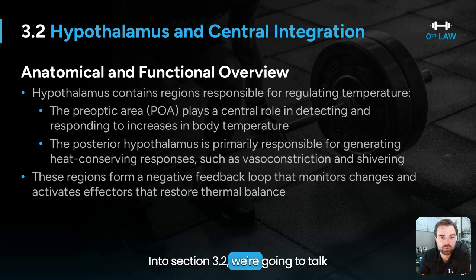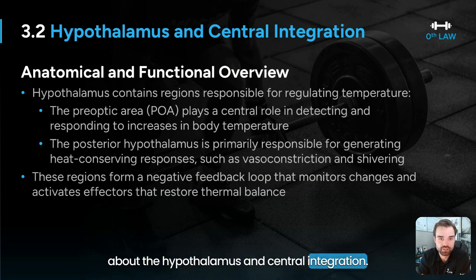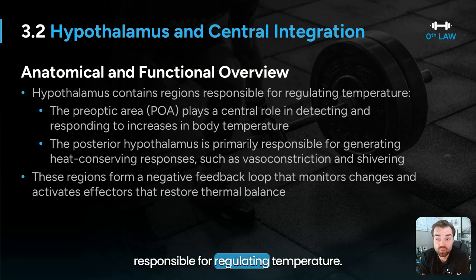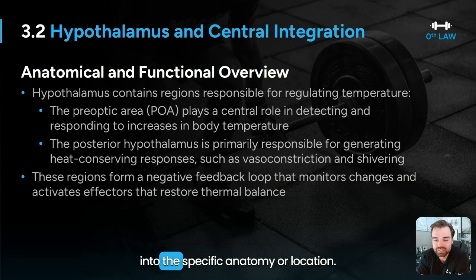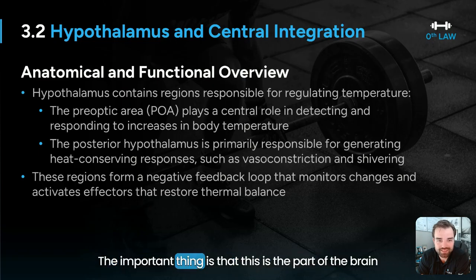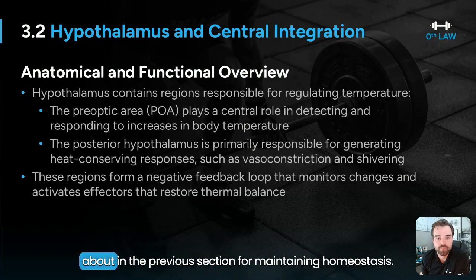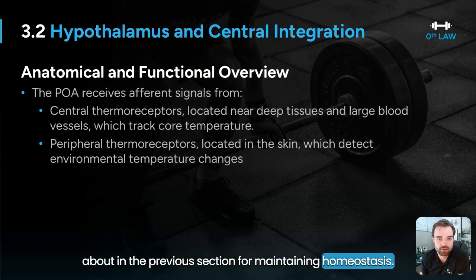In this section 3.2, we're going to talk about the hypothalamus and central integration. So to start, the anatomical and functional overview. The hypothalamus contains regions responsible for regulating temperature. So this is the main part of the brain. We don't need to get too detailed into the specific anatomy or location. The important thing is that this is the part of the brain that manages the negative feedback loop that we talked about in the previous section for maintaining homeostasis.